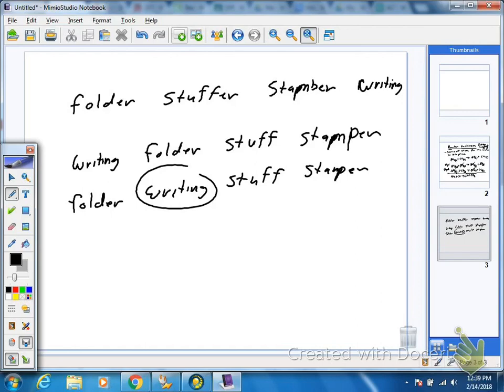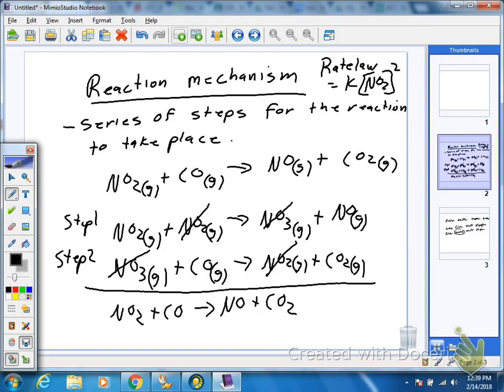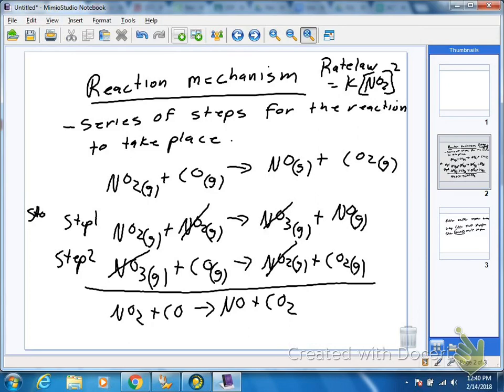All right, so if you would turn over to page 490 if you have your book. These two steps, one of them is going to be a slow step, and one's going to be a fast step. When we take a look at the steps, it says that the first step is a slow step. So this is determined to be the slow step, and this is a fast step.